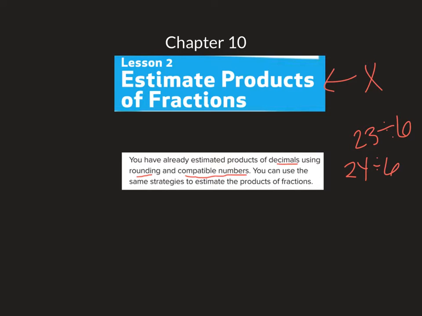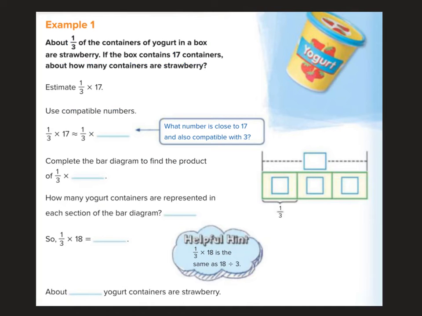You can use the same strategies to estimate the products of fractions. So let's talk about that. About 1/3 of the containers of yogurt in a box are strawberry. If the box contains 17 containers, about how many containers are strawberry? So if I was going to estimate, what is 1/3 of 17? 1/3 times 17. I could use compatible numbers.